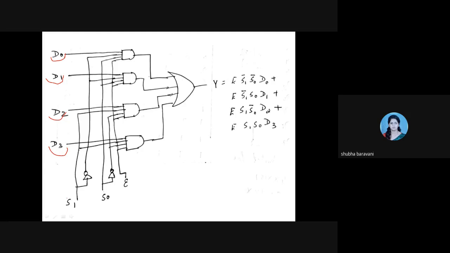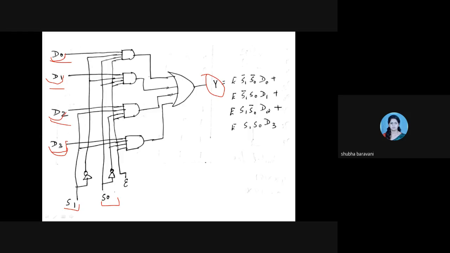I'm audible, right? Yes, ma'am. Okay. Right. Okay, so see, D naught, D1, D2, D3 are my inputs, the inputs of the 4 input multiplexer. Y is my output. Okay, now S1 and S0 are my select lines.